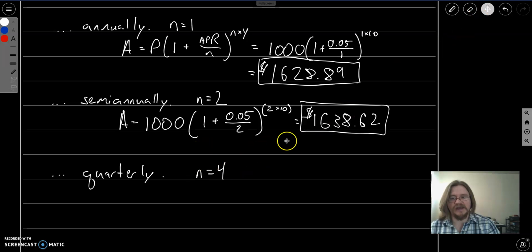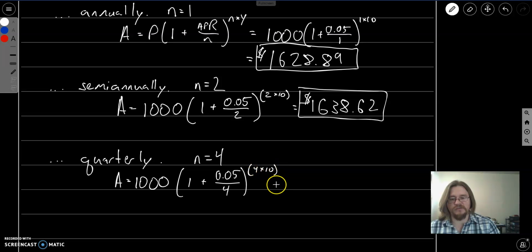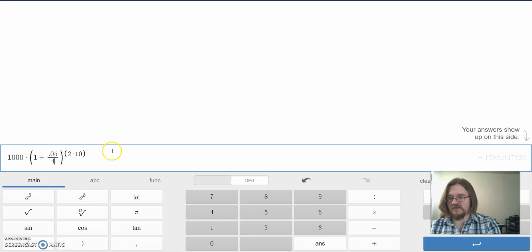We're going to add our interest back in. And again, we can take our account balance is going to be our initial principal times 1 plus our APR, which is 0.05, divided by how many times a year are we going to compound this. We're going to raise it to the 4 times 10th power. So we come back to Desmos, and we are going to compound this 4 times a year now.